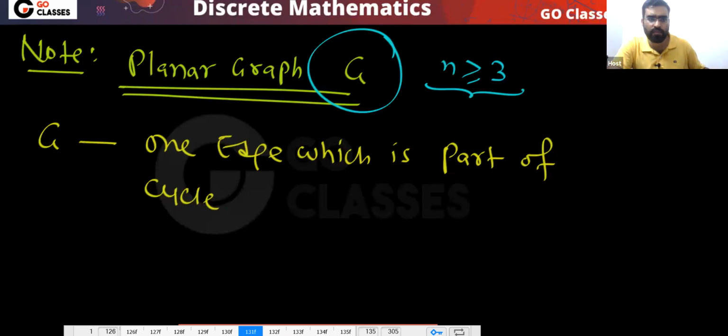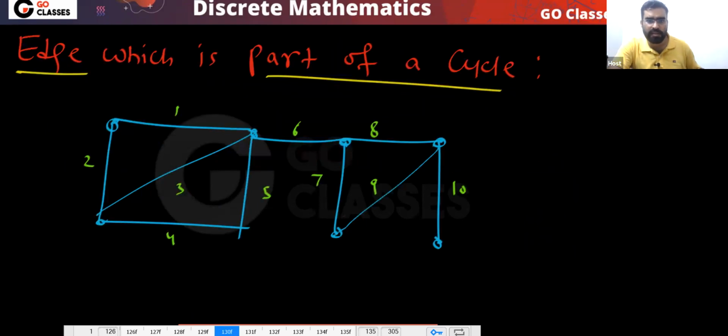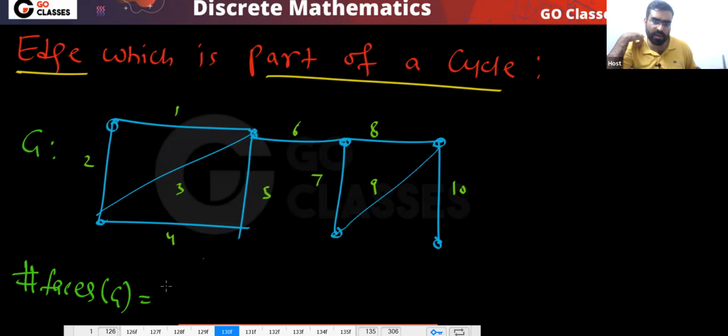From this graph G, I am removing one edge which is part of a cycle. For example, you can notice that this edge is part of a cycle, like any edge you take. In this graph G at this moment, what is the number of faces? 1, 2, 3. Outer, 1, 2, 3. So 3 interior and 1 outer. So there are 4 faces in G.